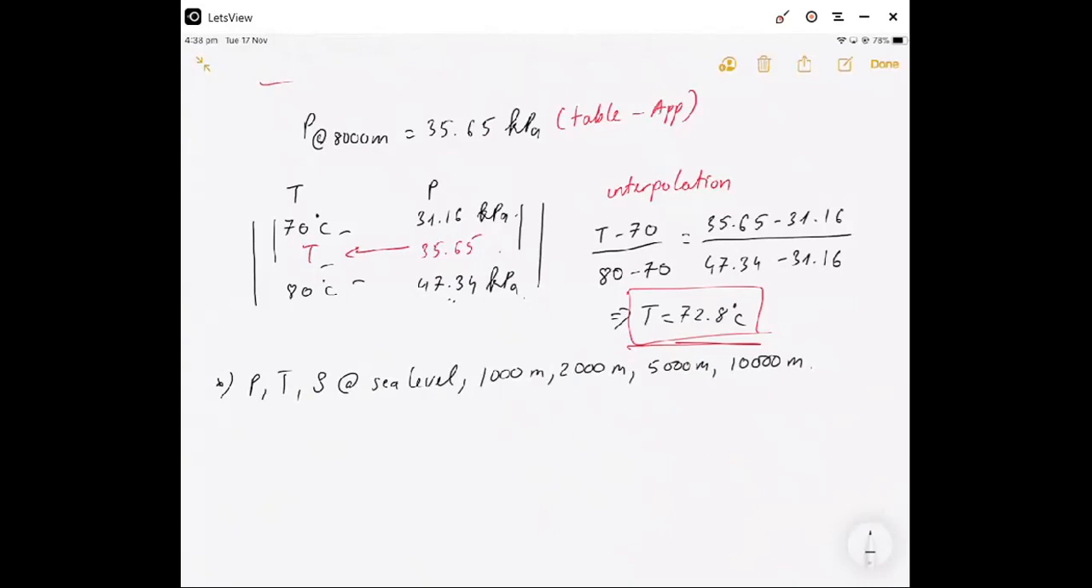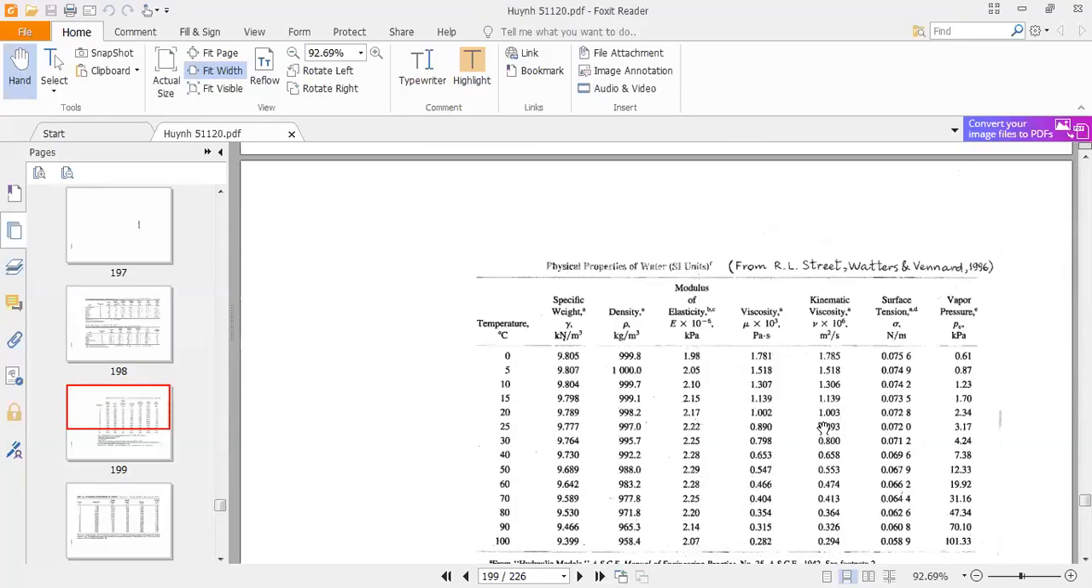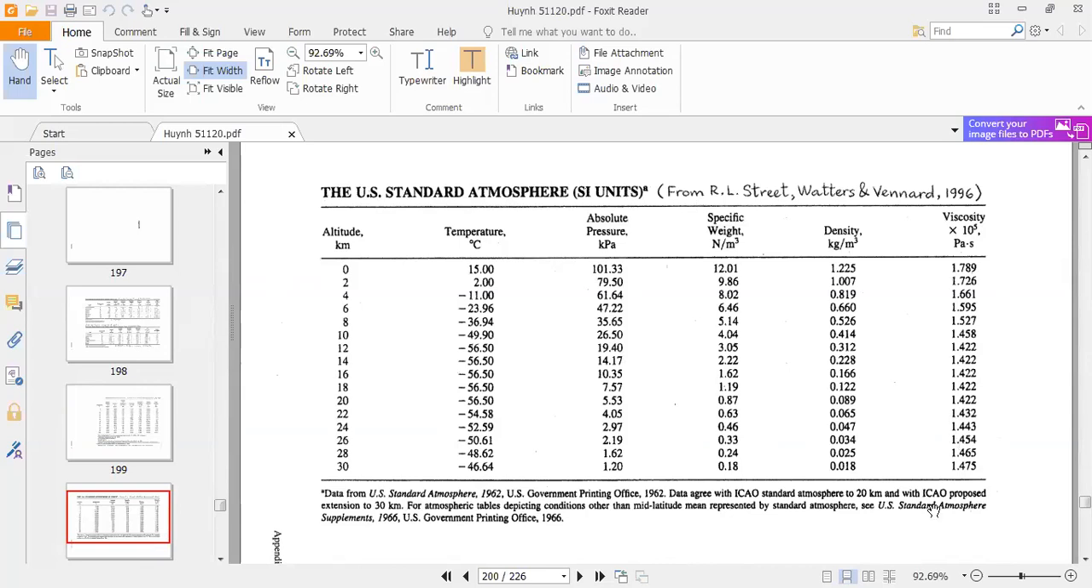Okay, this one is air. So use the table, US standard atmosphere. Sea level means 0. And we have temperature, pressure, and density at 2,000 and at 10,000, that's okay. But how to find temperature, pressure, and density at 1,000 and 5,000? Sea level, 2,000 and 10,000 we have on the table already. For example, at sea level we have temperature 15, pressure 101.3, and density 1.225 kilogram per meter cubed.